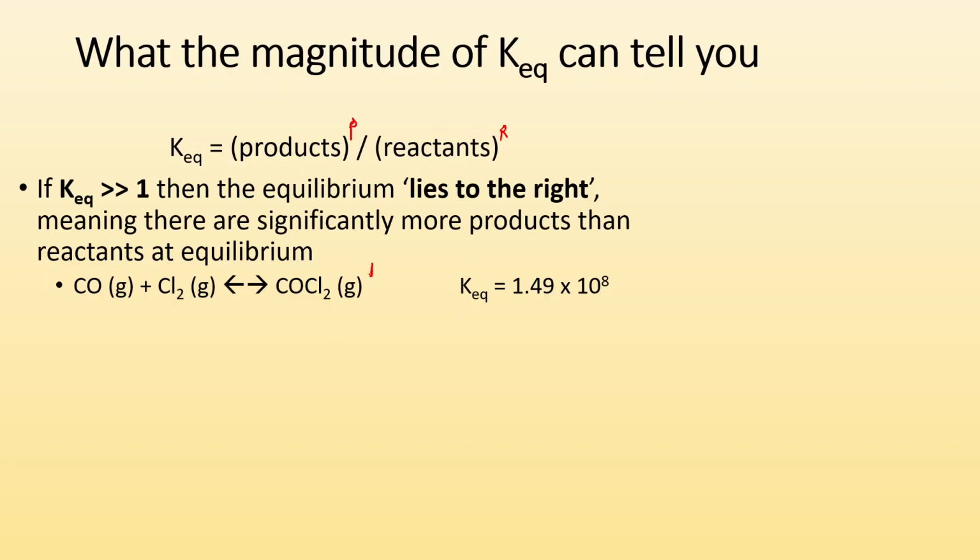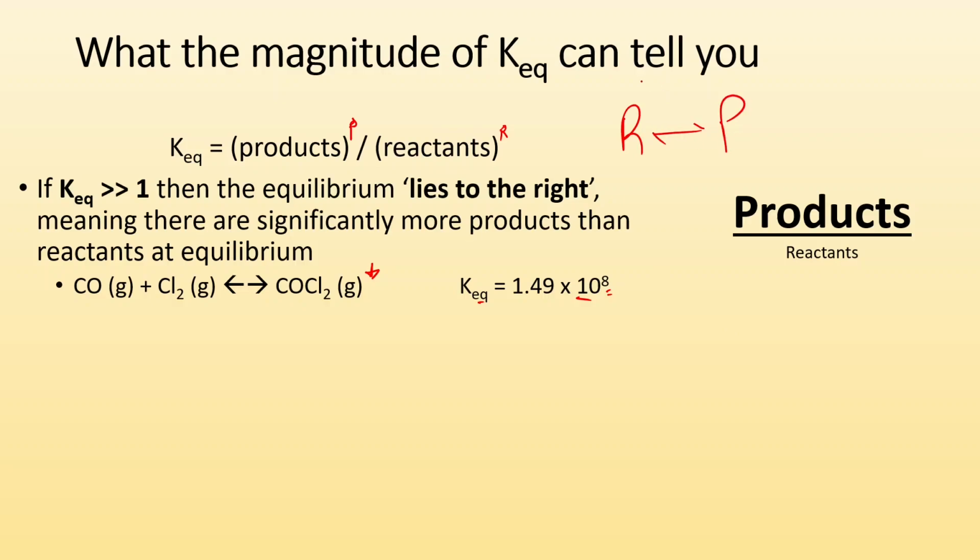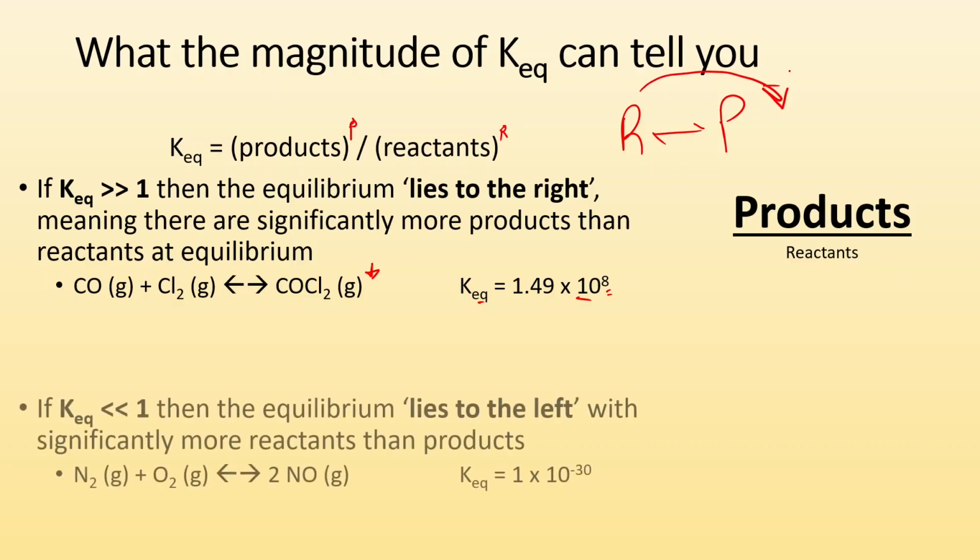So here I have an equilibrium, here I have the value for its KEQ, and you can see it's times 10 to the 8 power. So this is a huge number. The way we get a huge number is by having a whole lot of products over a little bit of reactants. So we say that lies far to the right because we go reactants, products, which side are we leaning to? We're leaning to the right on the product side.